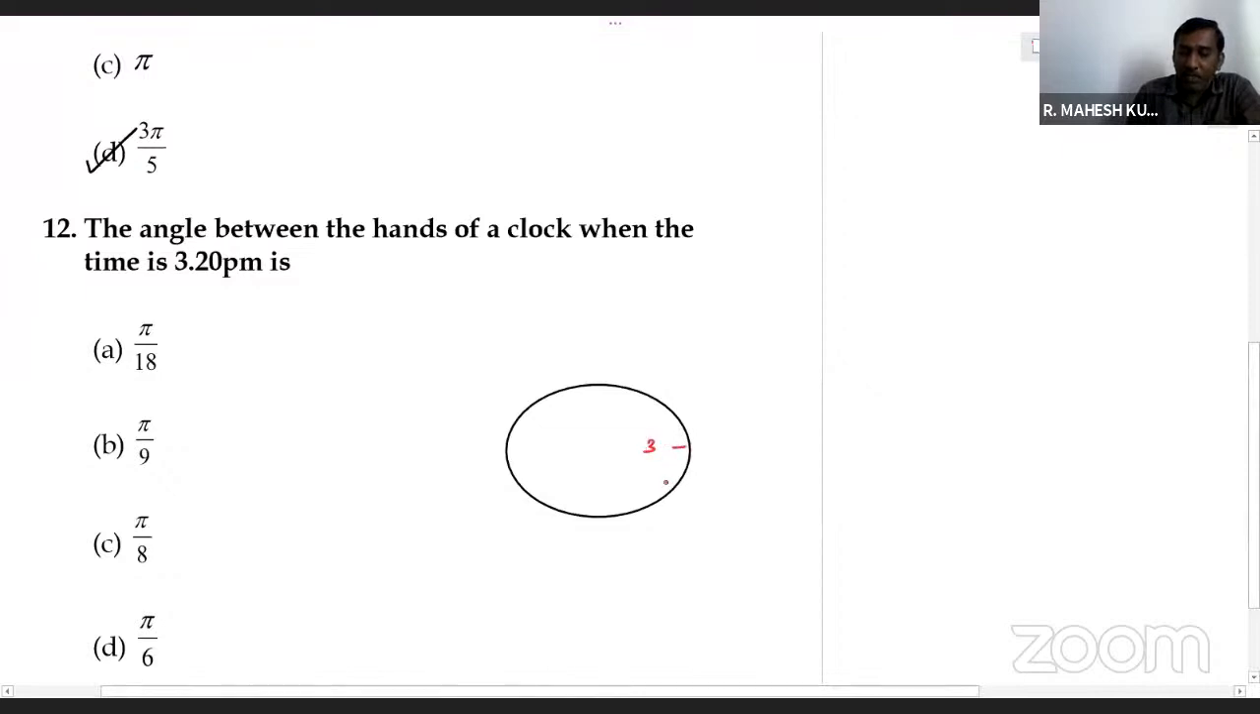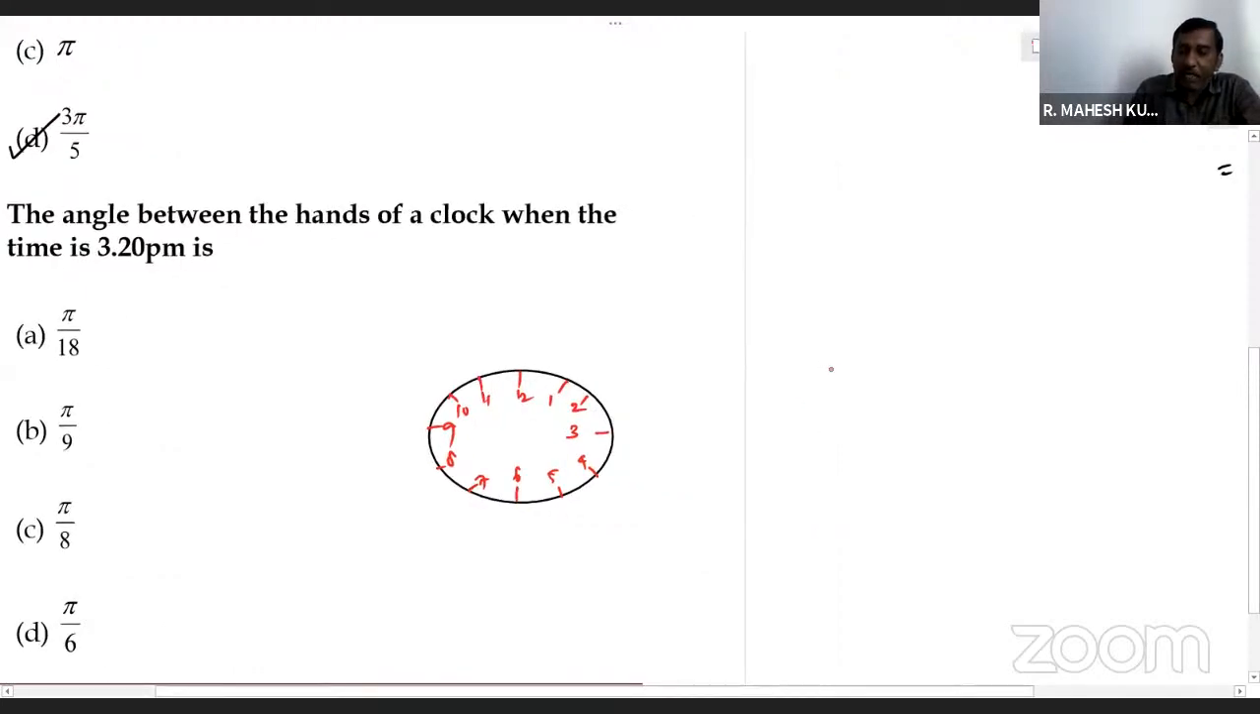So 3, this is 4, again 5, 6, 7, 8 and 9. So 10, 11, 12, 1, 2. So at 3 hours 20 minutes, where will the minute hand and hour hand be in terms of angle? So I will take 3 and 4, right?